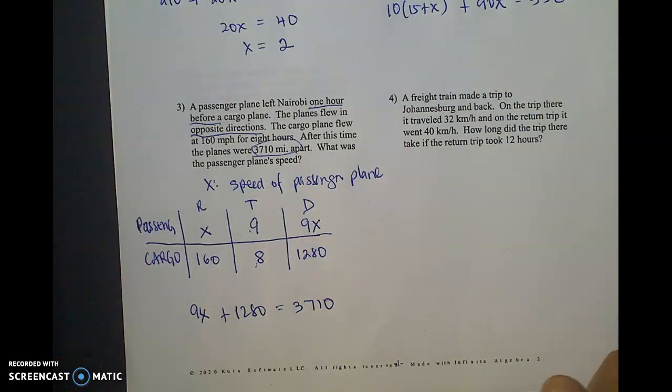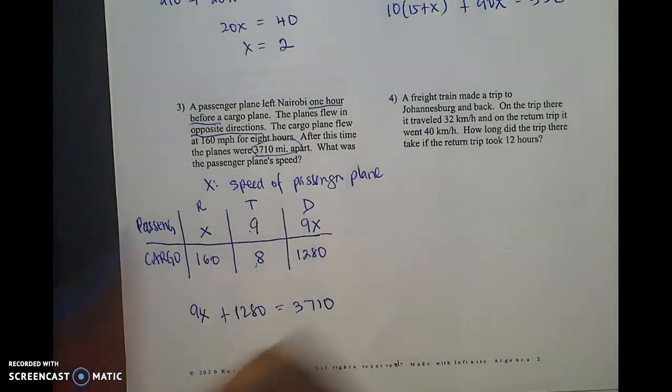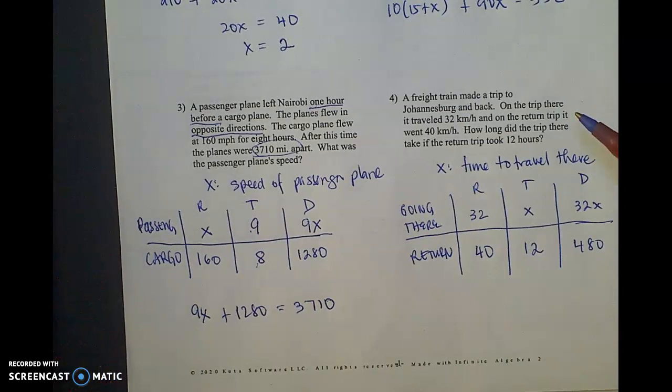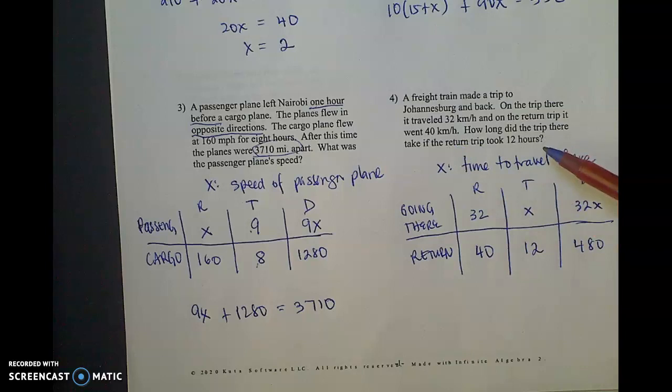Alright, so we're going to pause the video and see what you can do with number 4. Again, set up the table, using rate times time equals distance. For number 4, we have a freight train going to Johannesburg and back. Going there, the train traveled 32 kilometers per hour, and returning went a little faster at 40 kilometers per hour. How long did the trip going there take if the return trip took 12 hours?